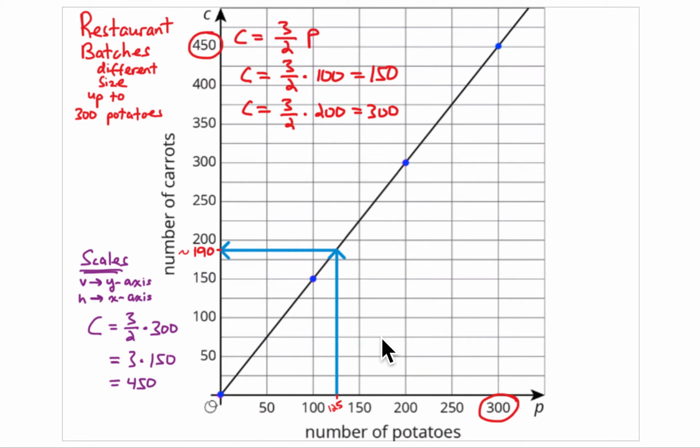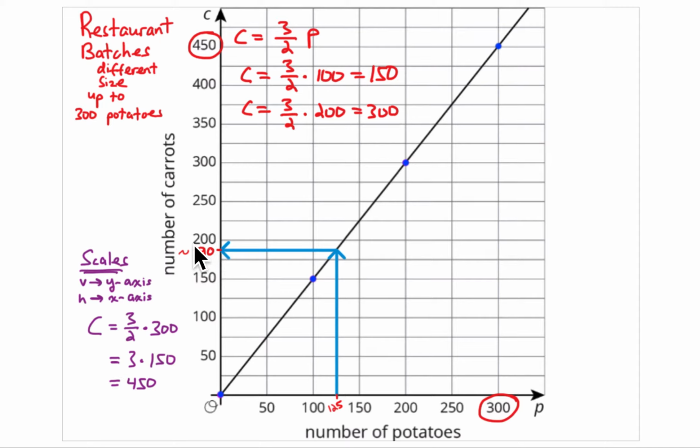Let's say that you have to make a batch of stew that uses 125 potatoes. So you go here to 125, you read up to the graph, then you read over to the left to the y-axis. That tells you it's about 190 carrots.